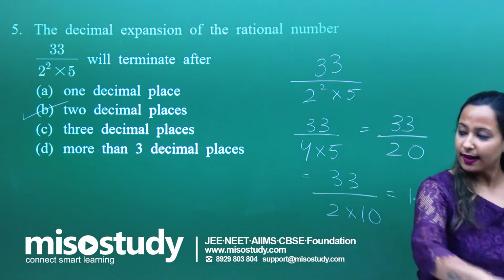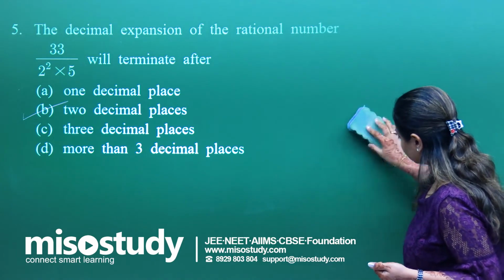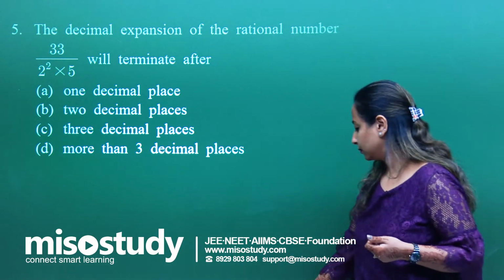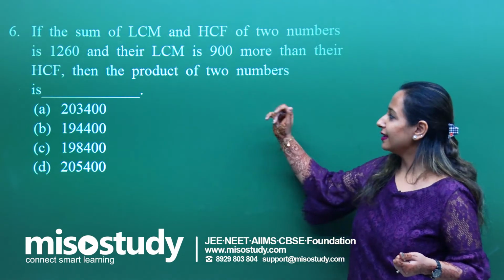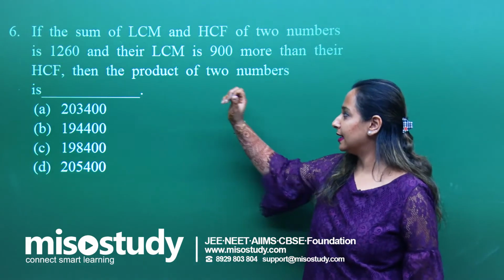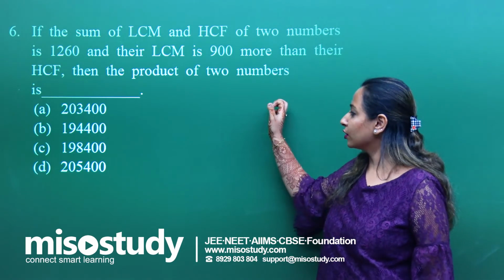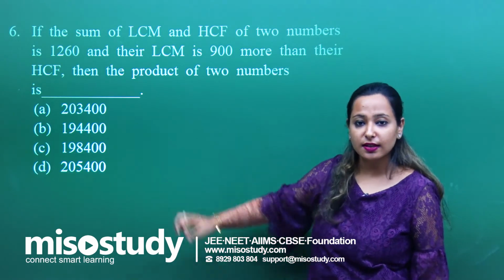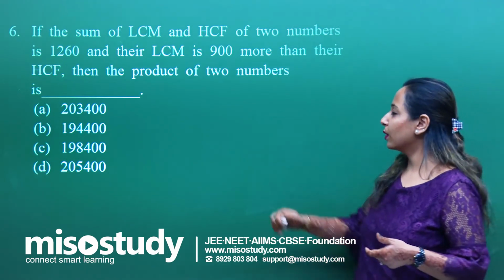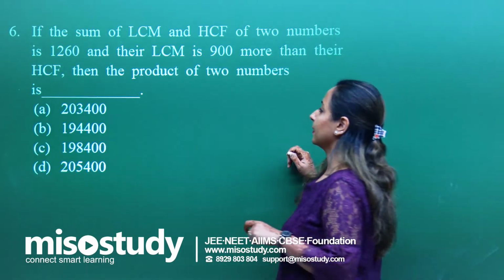Now let's move further and look at another question. The question is, if the sum of LCM and HCF of two numbers is 1260 and their LCM is 900 more than their HCF, then the product of two numbers is dash. Now this is a kind of linear equation. Let's understand how we will form linear equations in this. Let's see, what is given?